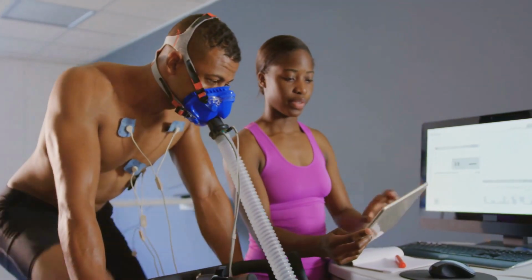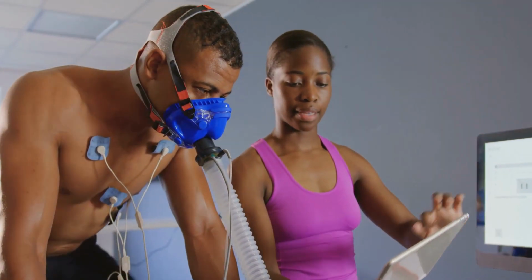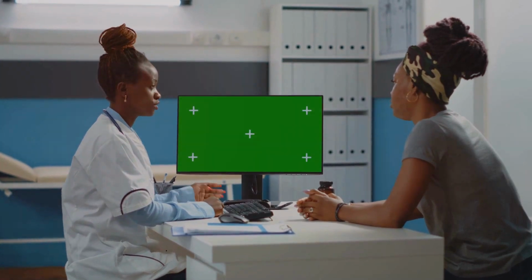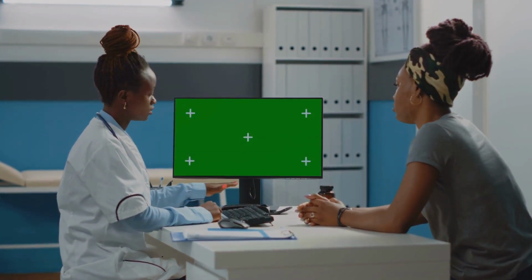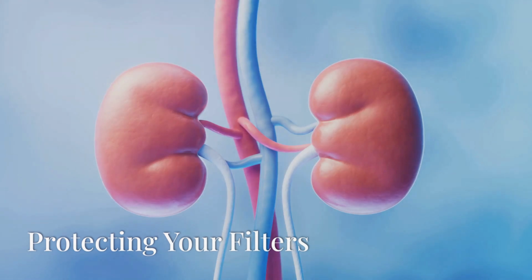Living with a chronic respiratory disease can be challenging, but with proper management, individuals can maintain a good quality of life. It's important to work closely with your healthcare provider to develop an individualized treatment plan and learn how to manage your condition effectively.